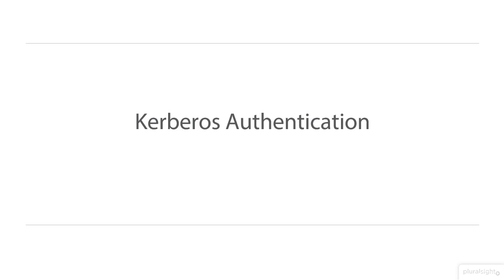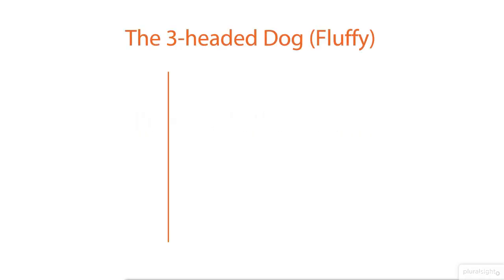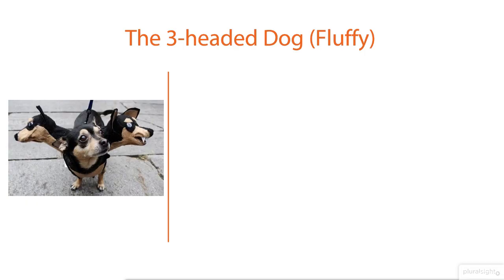Another type of authentication that we can use is called Kerberos authentication. And this is what we're using pretty much up to date with the latest and greatest from Microsoft. Now, Kerberos gets its name from the three-headed dog that guards the gates of hell, or also Fluffy if you're a Harry Potter fan. Kerberos is better, stronger, and faster.